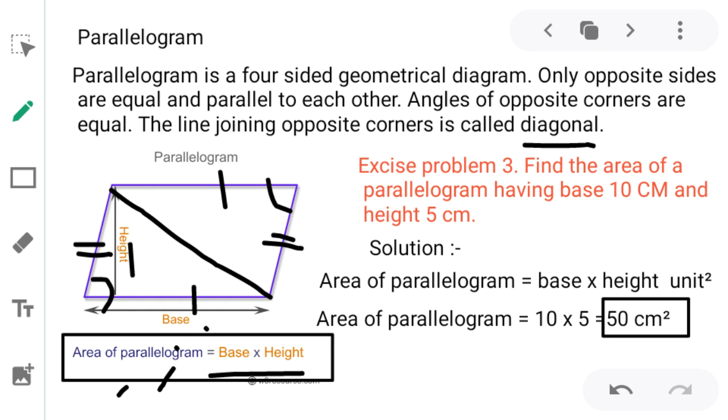So let's take some simple example. Exercise number 3. Find the area of a parallelogram having base 10 cm and height 5 cm. It is the easiest way to find the area of parallelogram by using the formula area of parallelogram equals base into height. Base is given, it is 10 cm, and height is given, it is 5 cm. Just multiplying that, we get area of parallelogram is equal to 50 cm square. So this is the easiest way to calculate the area of parallelogram.